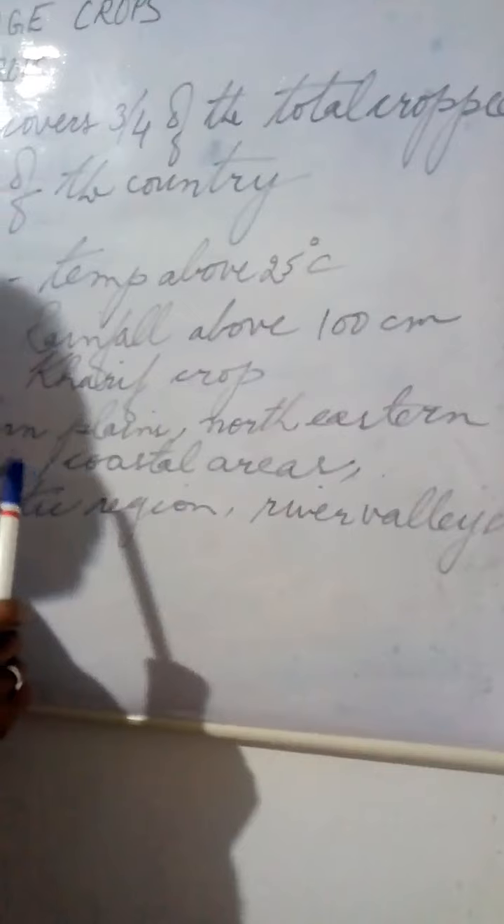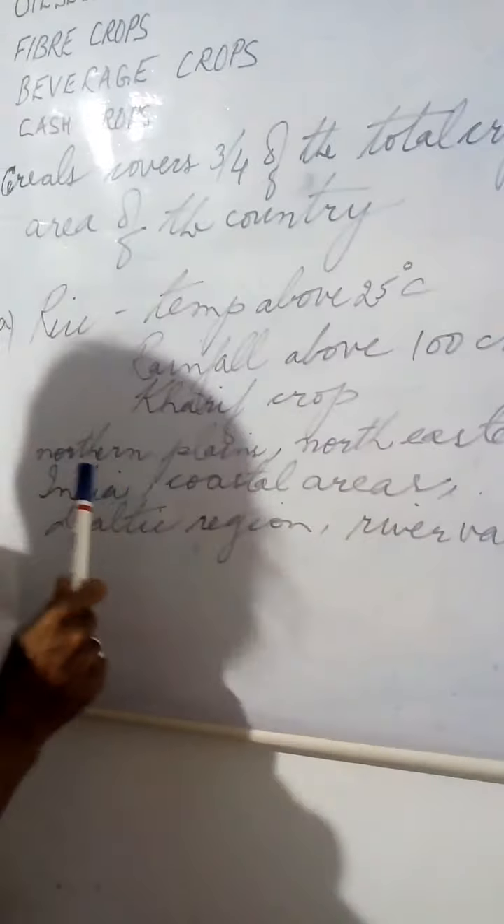Rice requires a temperature above 25 degrees Celsius. Rainfall needed for the cultivation of rice is always above 100 centimeters, because it is a kharif crop. Then, in which part of India is it grown? It is grown in the northern plains, the northeastern part of India, coastal areas, river valleys, and deltaic regions.